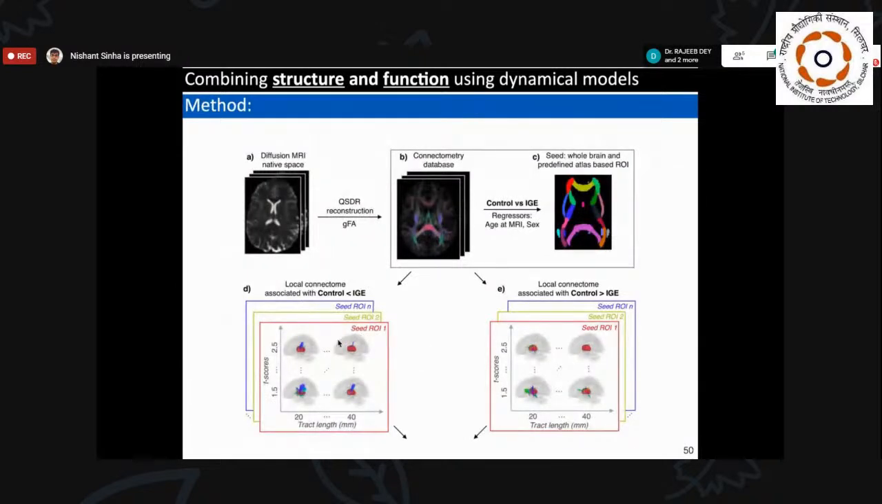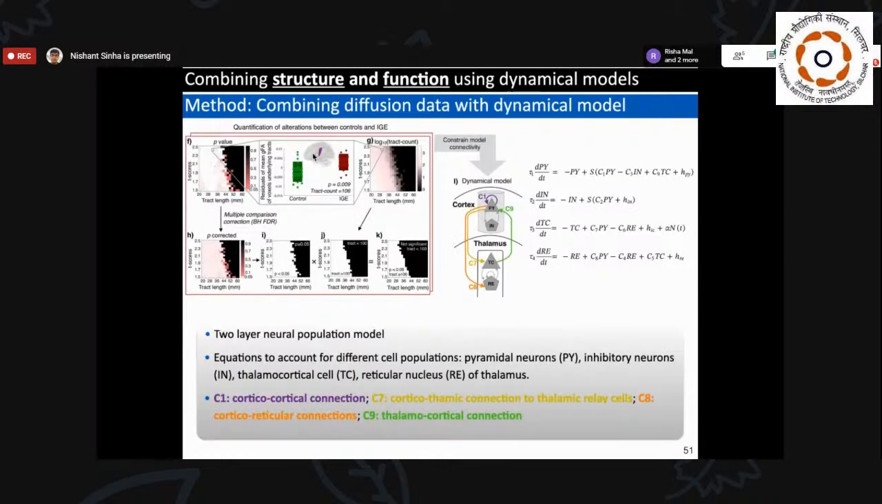Following this, we look at the tracts, whether the tracts are reduced or increased with respect to controls. We statistically validate the tracts as increased or reduced by computing the statistical significance between the control and the IGE, idiopathic generalized epilepsy, group. And then we correct these p-values for multiple comparisons, finally obtaining the tracts which are increased or reduced.